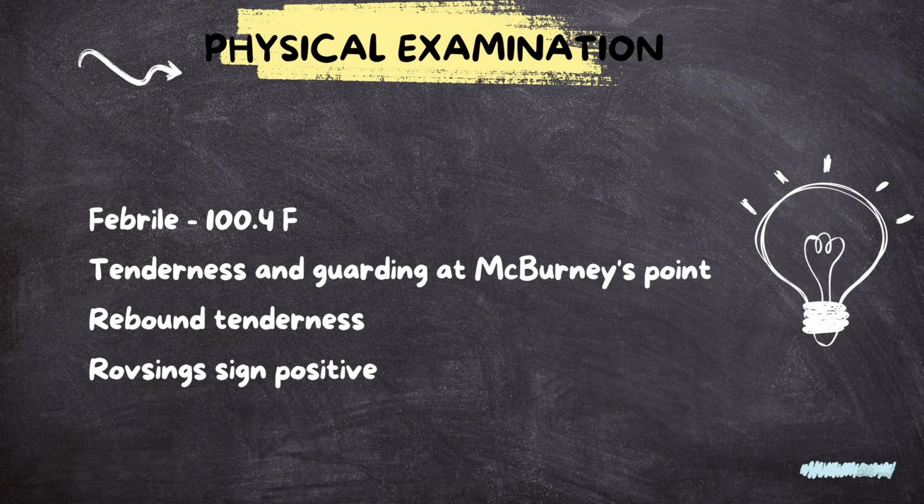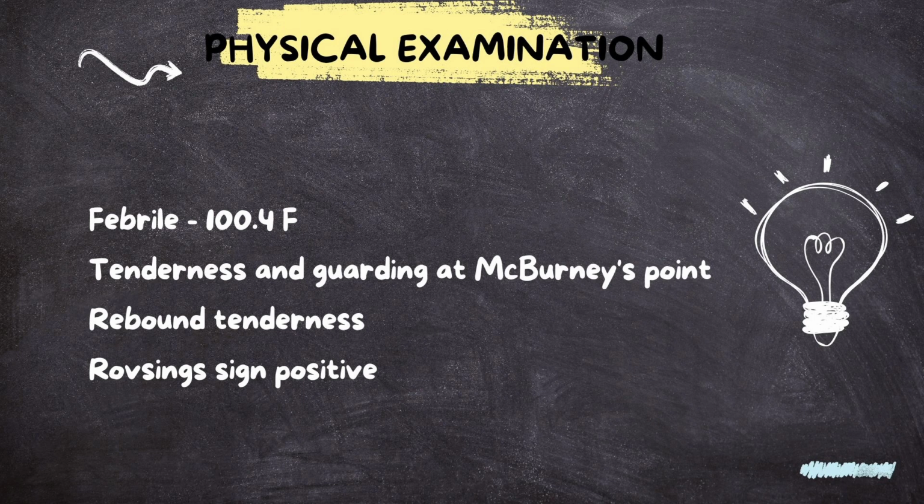On examination, the patient is mildly febrile, with a temperature of 100.4 degrees Fahrenheit, 38 degrees Celsius. Abdominal examination reveals tenderness and guarding in the right iliac fossa, specifically over McBurney's point.